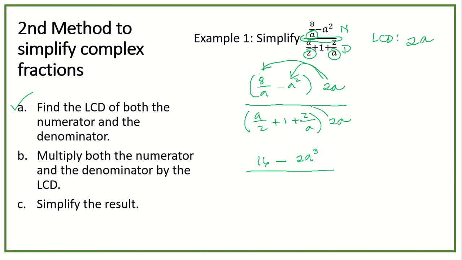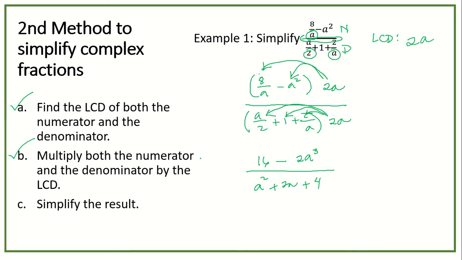Ito naman, sa denominator, 2a times a over 2. So, makakancel out yung 2. So, a times a na lang, a squared. Then, 2a times 1, 2a. Then finally, 2a times 2 over a, makakancel out yung a. So, 2 times 2, 4. So, if you notice, in step 2, we're able to cancel out the denominators of all the rational expressions that we have, both in the numerator and denominator. Diba? Wala na. So, parang isang rational expression na lang yung resulta.